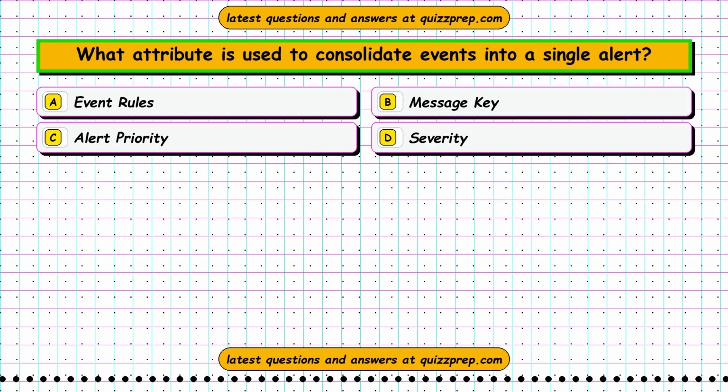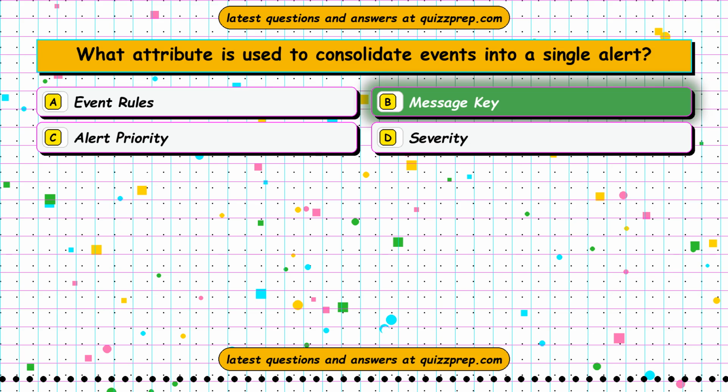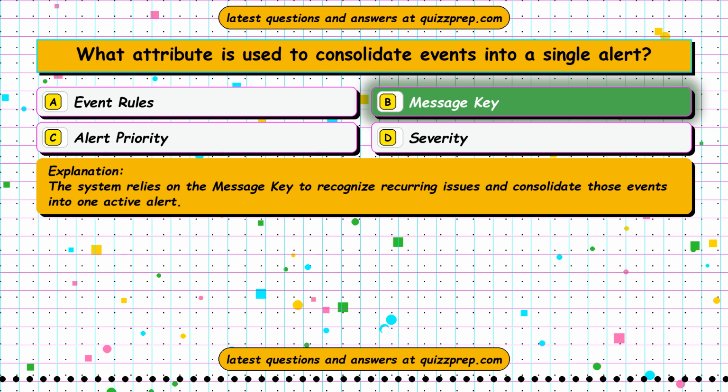Question 29. What attribute is used to consolidate events into a single alert? Option A, event rules. Option B, message key. Option C, alert priority. Option D, severity. The correct answer is option B, message key. The system relies on the message key to recognize recurring issues and consolidate those events into one active alert.